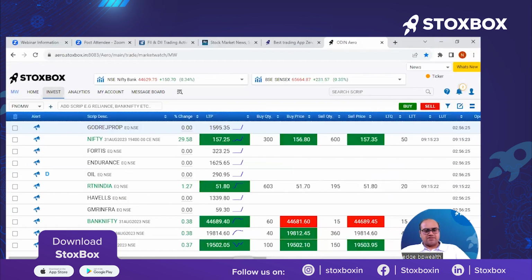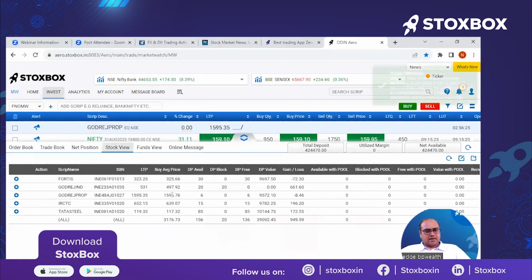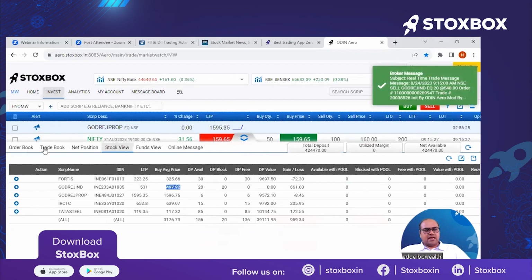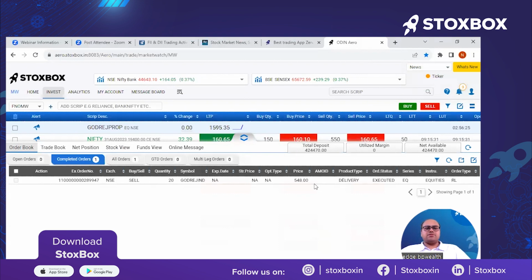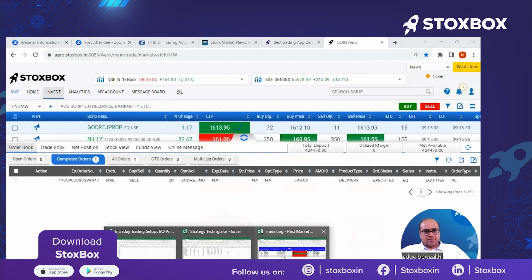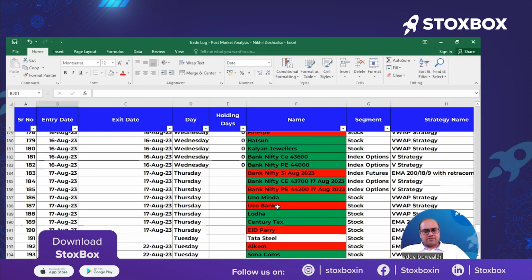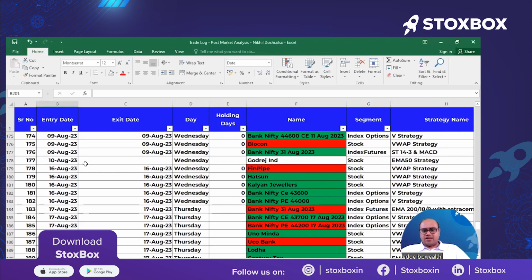Godrej Industries, what price did we buy it at? We bought it at 497 and we have booked our profit at 548, which is a 10% move. And within how many days? If we just check the trade log here. So Godrej Industries, we bought it on 10th of August and within 15 days we achieved a 10% target. So today is 24th August 23. So we have booked our profit in Godrej Industries with the target here.